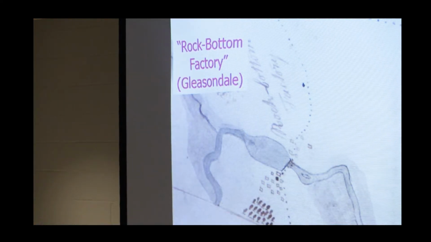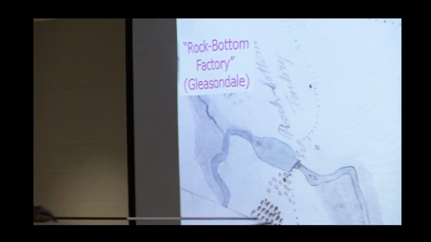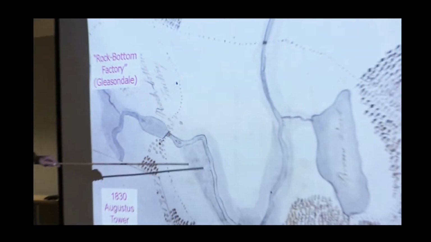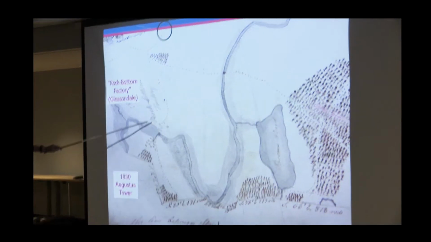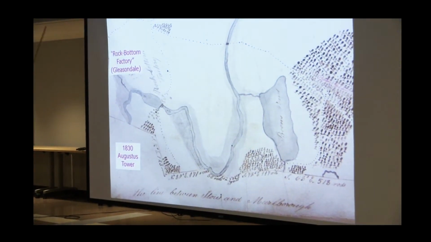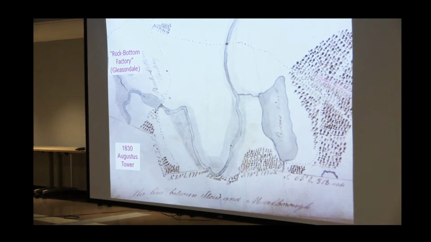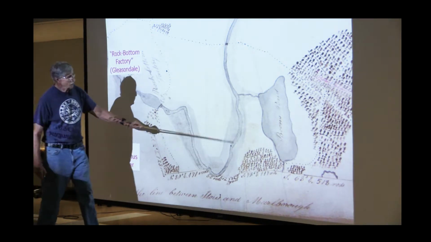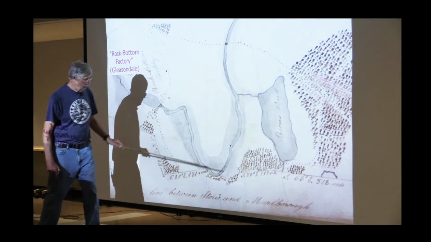Here's a little later map, 1830. Here is our jog again. Rather nicely laid out, beginning to look rather familiar. Here is the Rock Bottom Factory, an early name for Gleasondale. And here is the river flowing up to the northeast.